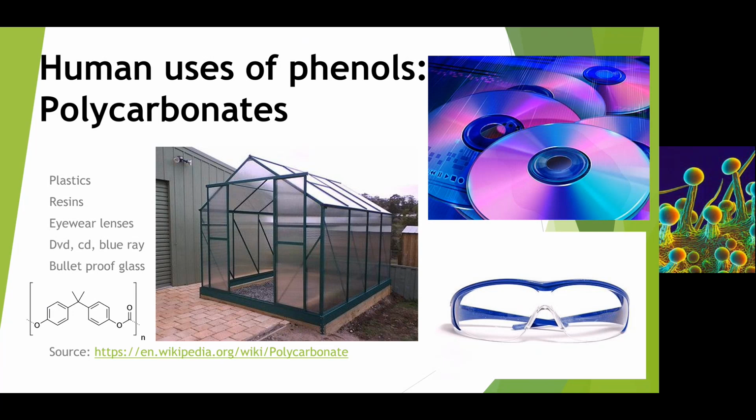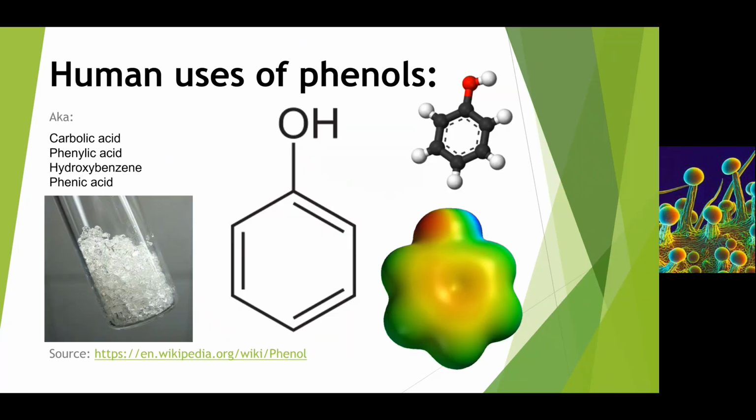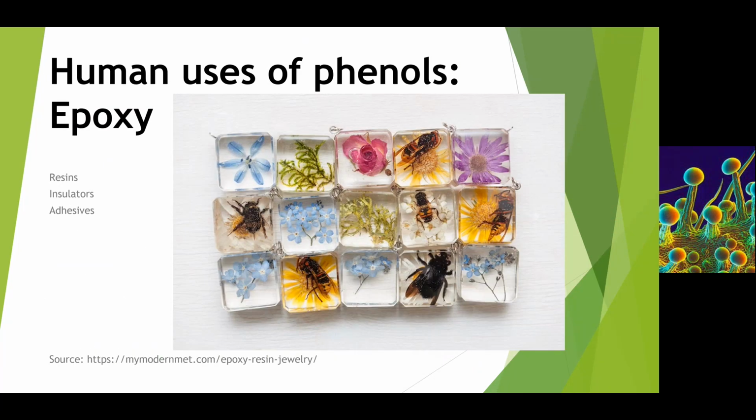And poly just means many, right? And so there are many phenols together. This chemical structure in the center is a phenol, and a polyphenol is more than one. Everybody loves epoxy resins, but we also see phenolic epoxies in other forms, in the forms of adhesives and insulators.